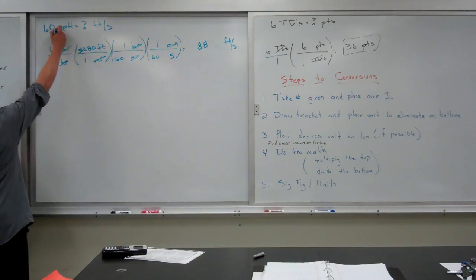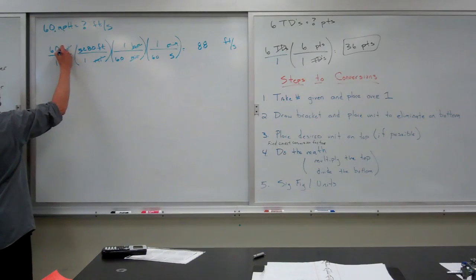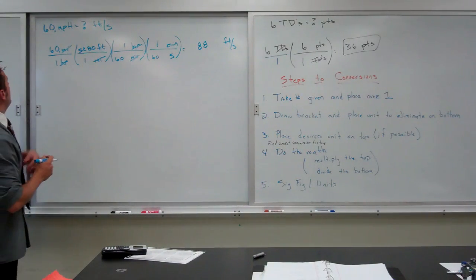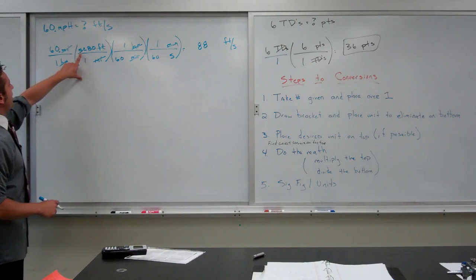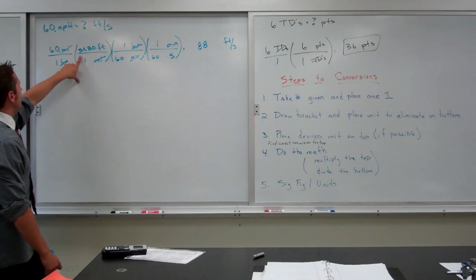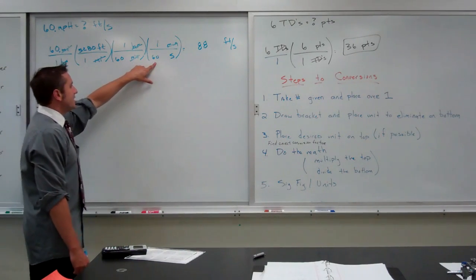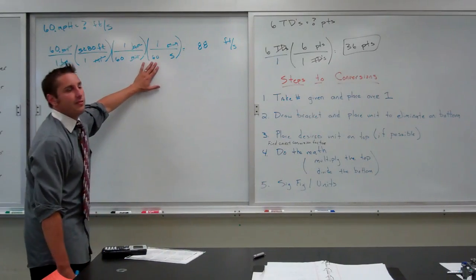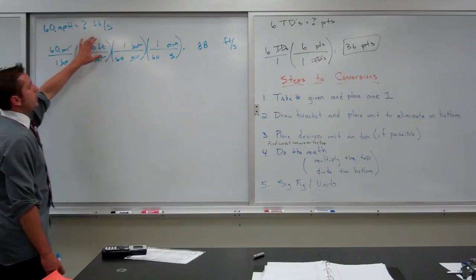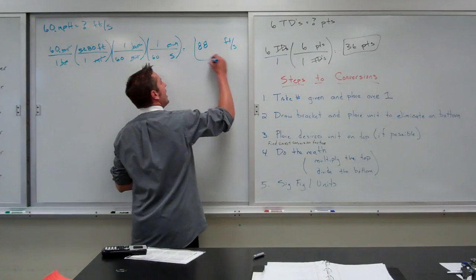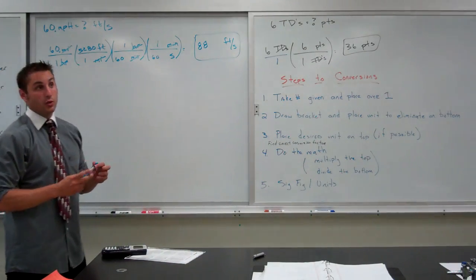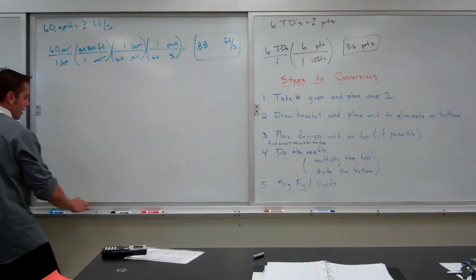In my problem, we'll have 60 with a decimal point here, so we'll put that in. Which means 60 has 2 sig figs, 5,280 has 3, and the 60 and 60 don't hurt us, they're exact conversions. So 2 here, 3 here means 2 in my answer. 88 feet per second is good.